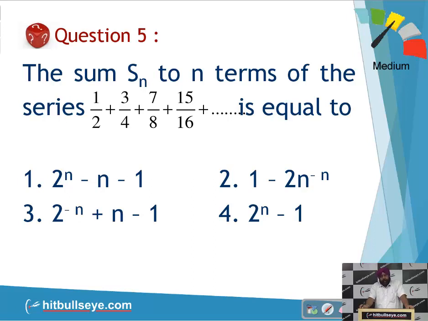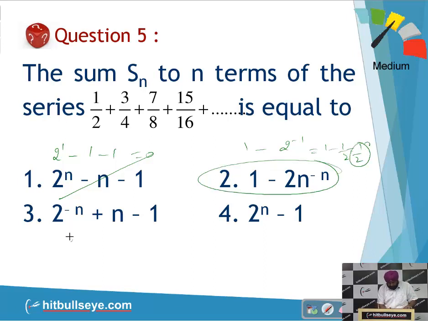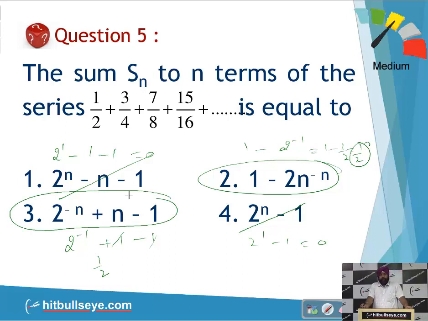So first we'll put n is equal to 1 to check whether there are one option or more than one option satisfying this. We put n is equal to 1 in the first option. 2 raised to power 1 minus 1 minus 1 is equal to 0, not the answer. 1 minus 2 raised to power minus 1, that is 1 minus 1 by 2, is equal to 1 by 2. It could be the answer. We'll check further. 2 raised to power minus 1 plus 1 minus 1, 1 minus 1, it could also be the answer. 2 raised to power 1 minus 1, 0, is not the answer. So the choice is between the second and the third option.